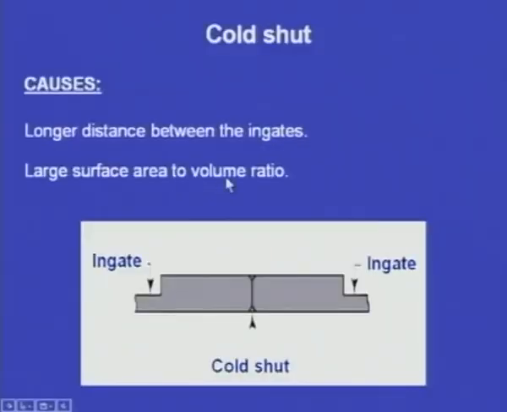And large surface area to volume ratio. Large surface area to volume ratio means surface area is more. What happens when the surface area is more for a casting? It is more exposed to the mold wall. Then freezing occurs fast. Then its temperature will come down and viscosity will be increasing and its ability to mix with the other stream will be less. That is how this cold shut will arise.